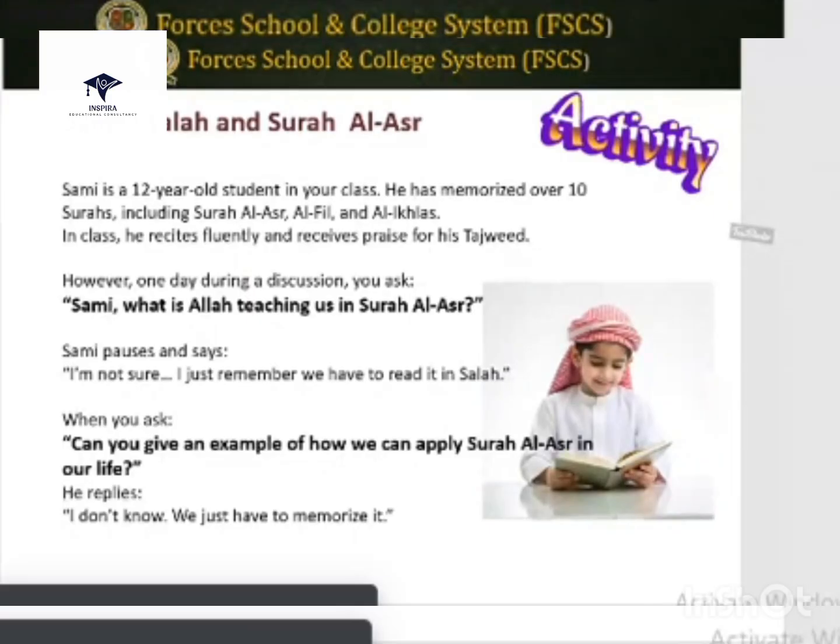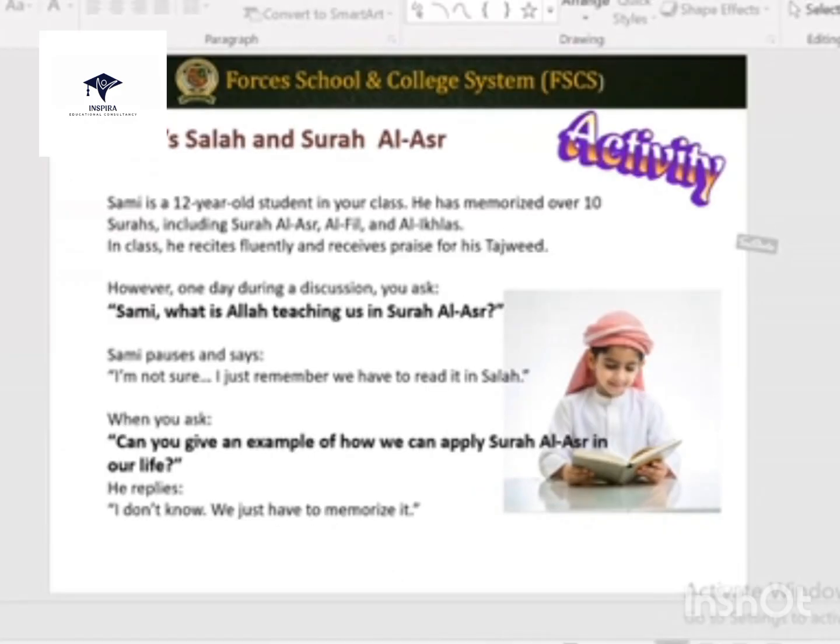Scenario. Sami is a 12 years old student in your class. He has memorized over 10 surahs, including Surah Al-Asr, Al-Fil, and Surah Al-Ikhlas. In class, he recites fluently and receives praise for his tajweed. However, one day, during a discussion, you ask, Sami, what is Allah teaching us in Surah Al-Asr? And Sami paused and says, I'm not sure. I just remember we have to read it in Salah.